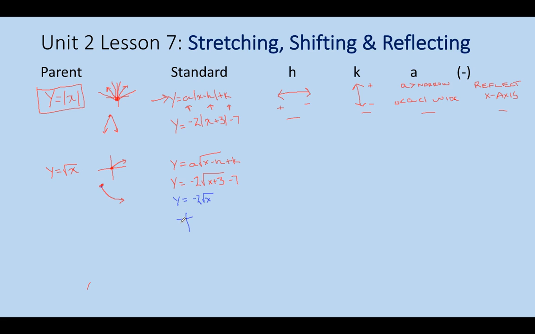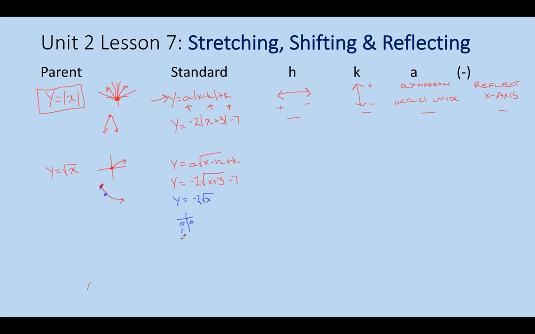So when x equals 0, square root of 0 is 0. 0 times negative 2 is 0. So, all right, that kind of puts me right there. But how about 1? Well, the square root of 1 is 1. 1 times negative 2 is negative 2. So if this were the origin, it's not, but I'm pretending like it is. If I went over 1, I would go down 2.